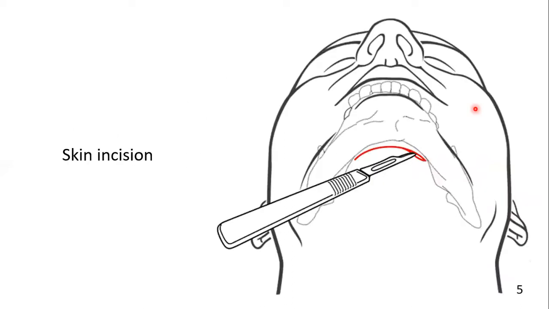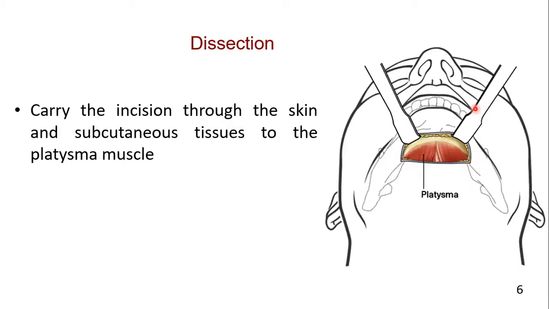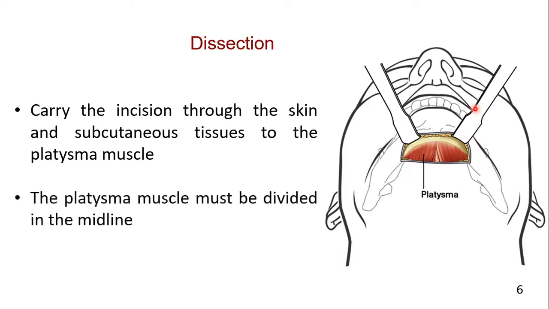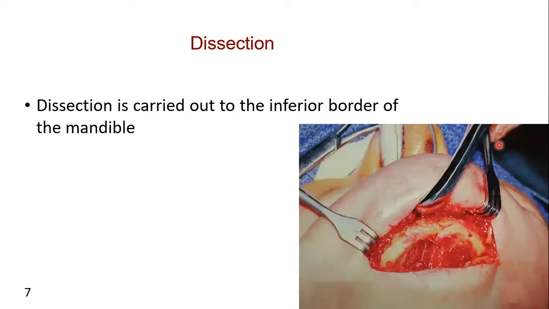Incise the skin along the selected path, carrying the incision through the skin and subcutaneous tissues to the platysma muscle. The muscle must be divided in the midline. There may be a natural separation of the muscle in the midline. Here you can see. Additionally, the platysma muscle can become very thin in this region.